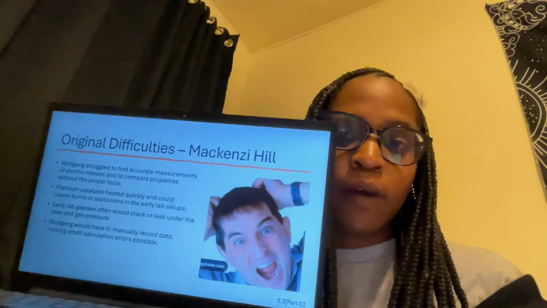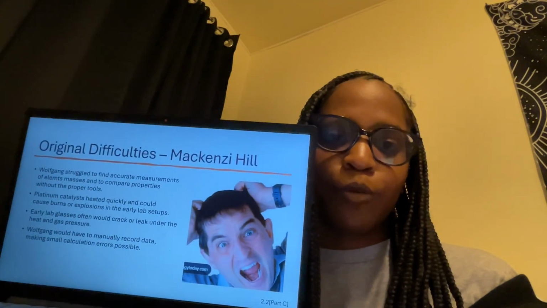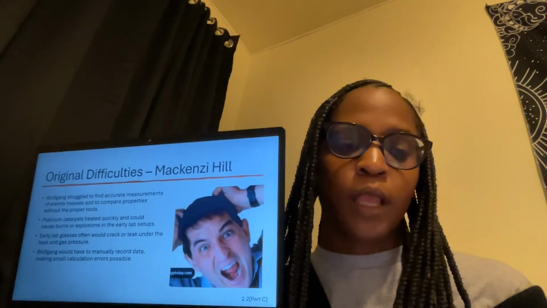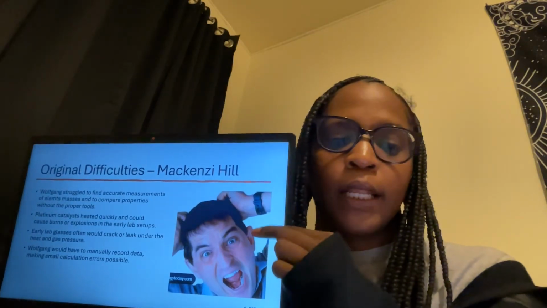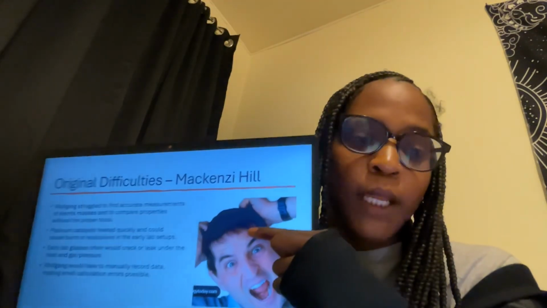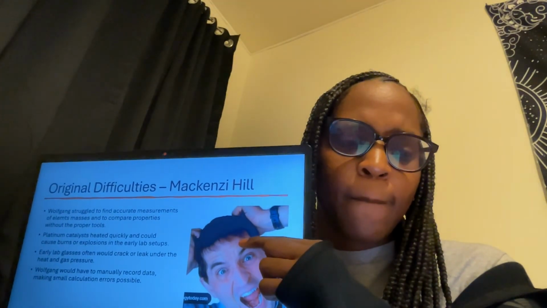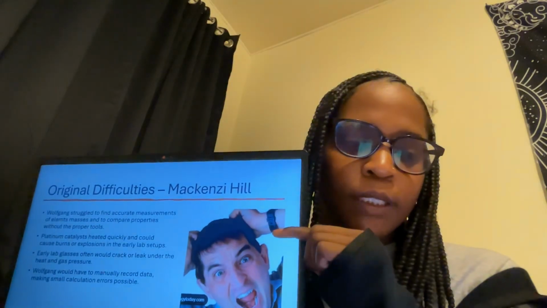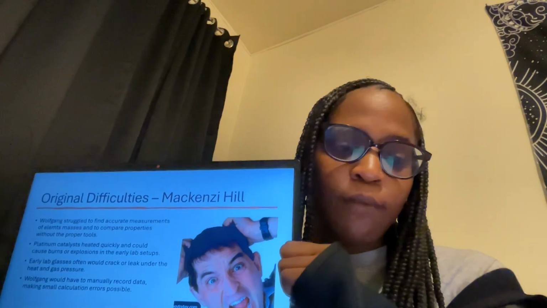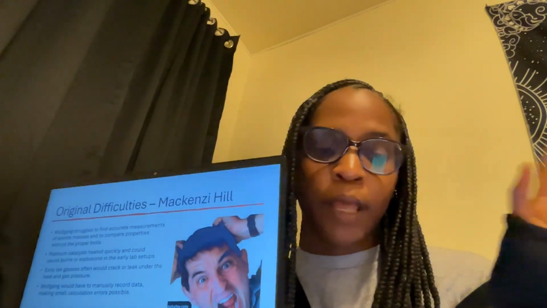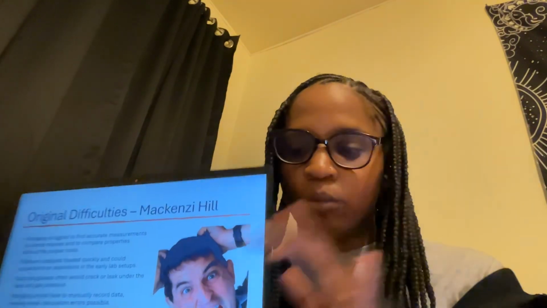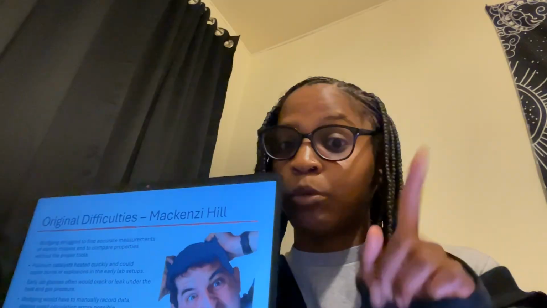Okay, then we have original difficulties. So Wolfgang struggled to find accurate measurements of elements and masses, and to compare properties without proper tools. He also struggled with early lab glassware, which often would crack or leak under heat and gas pressure. Wolfgang would have to manually record data, making small calculations difficult. Not impossible, very possible.